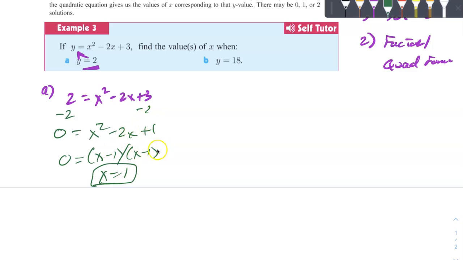By the way, since they're both the same answer, this is actually called a double root. I'll talk about that more when we get to discriminants. Since they're the same answer, you just write it once, but it is considered a double root. You get that same answer twice.